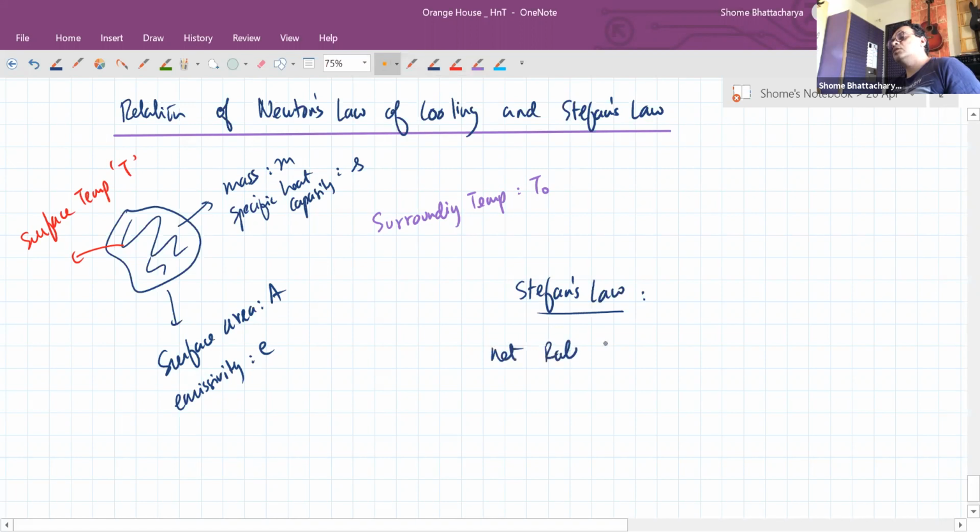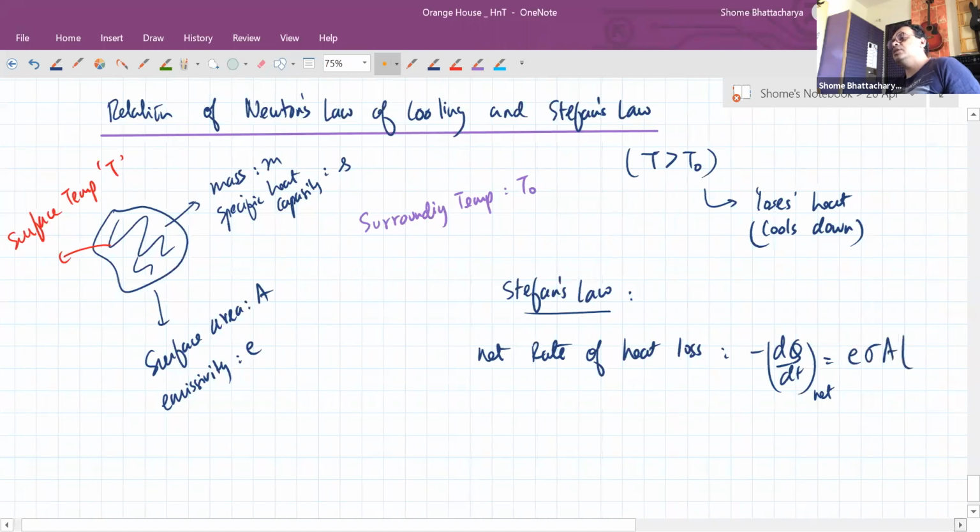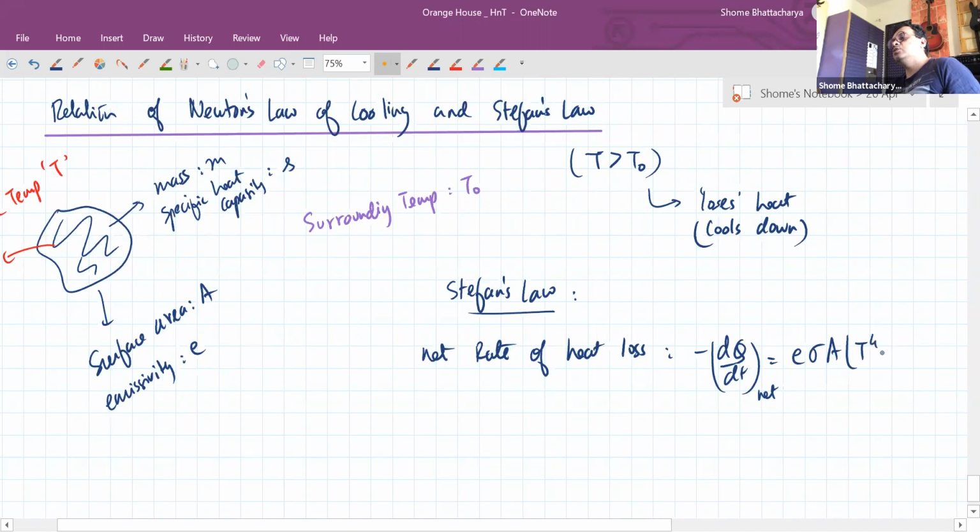the net rate of heat loss. I'm assuming that the surface temperature is greater than surrounding temperature, so it loses heat, which means that it cools down. So net rate of heat loss will be given by the formula E sigma into surface area, which I'm writing as A over here instead of S, into T to the power 4 minus T naught to the power 4.